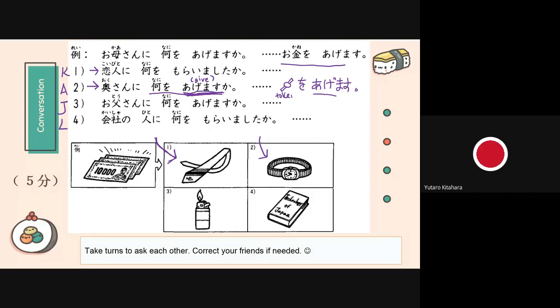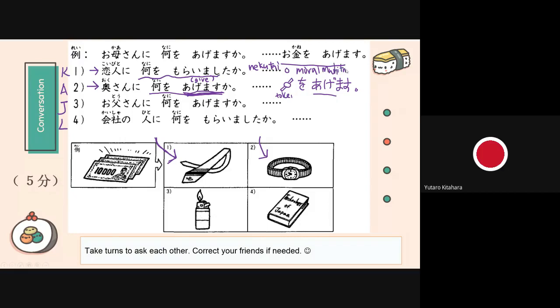All right, then I think Kalib typed something. Let me see. Nekutai wo moraimasu. Correct. So nani wo moraimashita ka? Okay, think about past tense also. So it's nekutai. Nekutai wo moraimashita. Correct. Received a necktie.